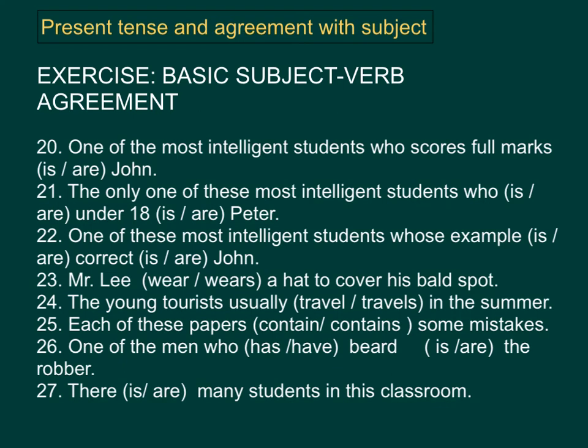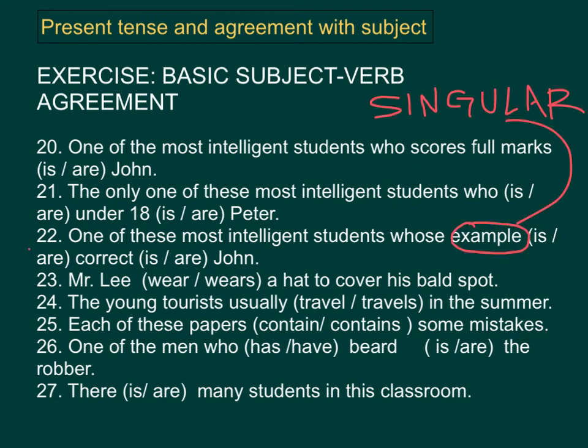Question number 22. One of these most intelligent students whose example, correct, John. In this question we see that there are two verbs and also two subjects. So let's begin with the first one. The first subject we see is example. We know that example is a singular word. That's why this answer is whose example is. The second subject is one of these most intelligent students. As we know, when we say one of these or one of this, we are only referring to one student, which is John. That's why in this case we use the singular verb, which is. And now I'll leave the rest of the time for you to finish the exercise.